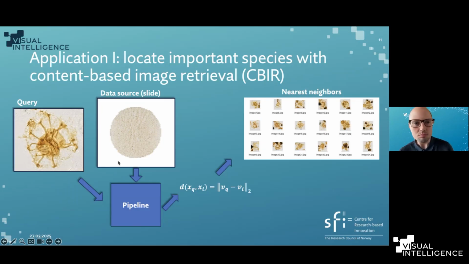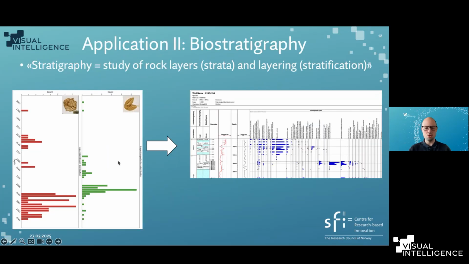One is in the context of content-based image retrieval to locate indicator species, for instance. So you have a query, and then you can feed it through the foundation model, compute the distances in the latent space between the query and all the data that you find in a source to retrieve nearest neighbors.